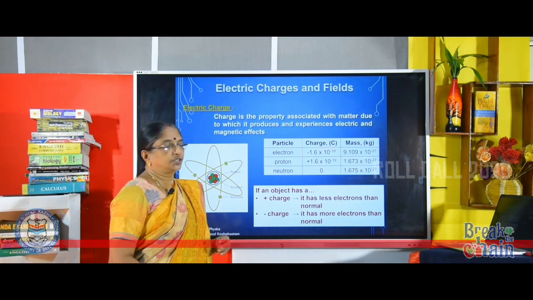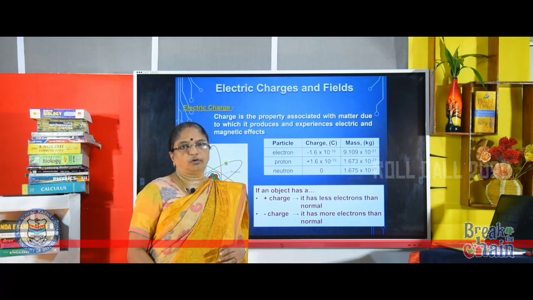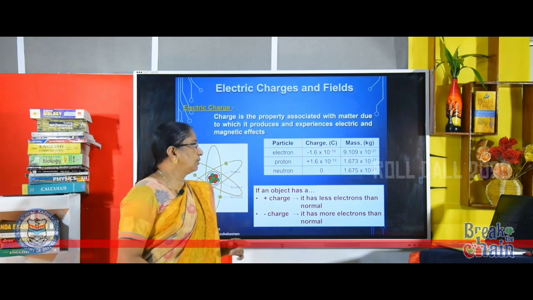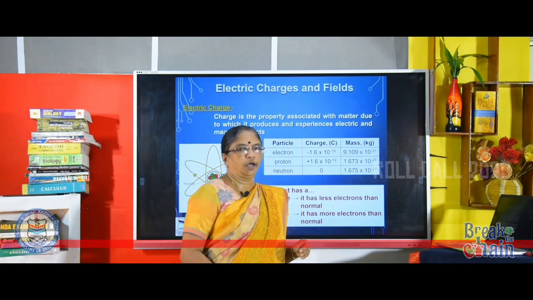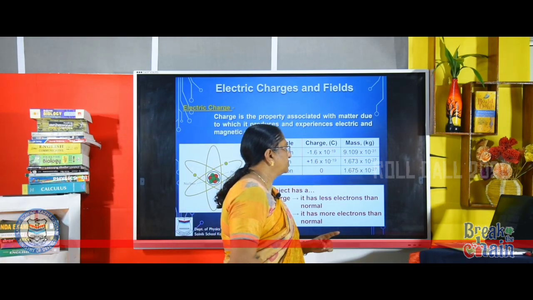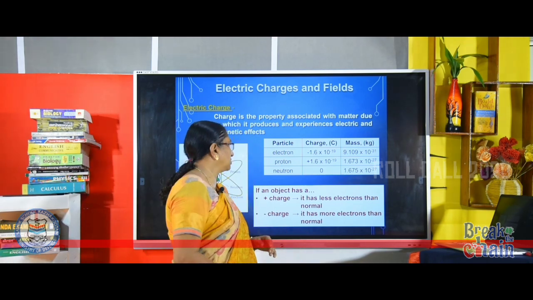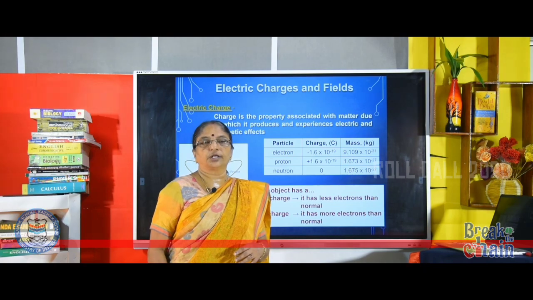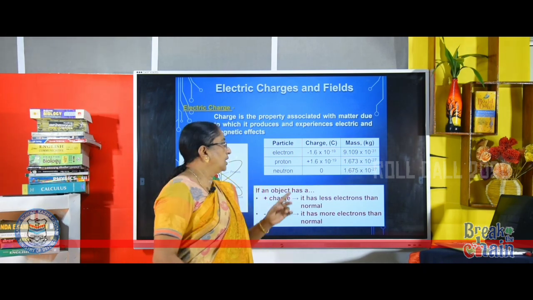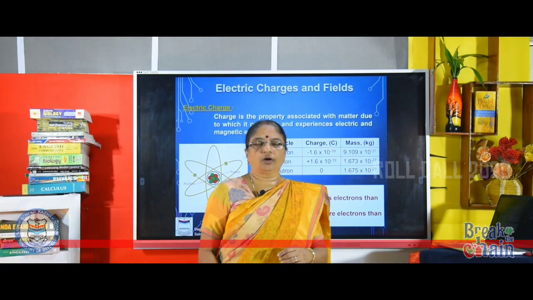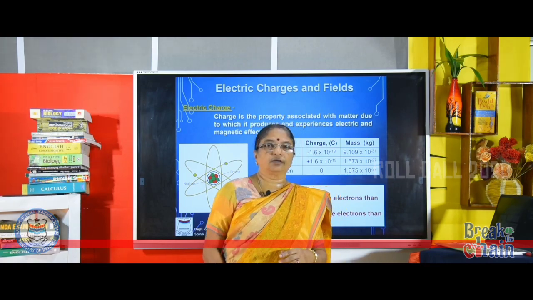And just see the charge and mass of electron, proton and neutron. I already told you about the charge of electron and proton, and see the masses. The mass of proton is almost equal to the mass of neutron, and protons and neutrons are within the nucleus, and electrons are revolving around the nucleus in different orbits.